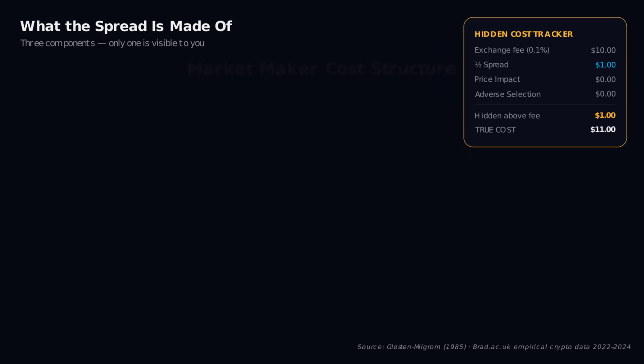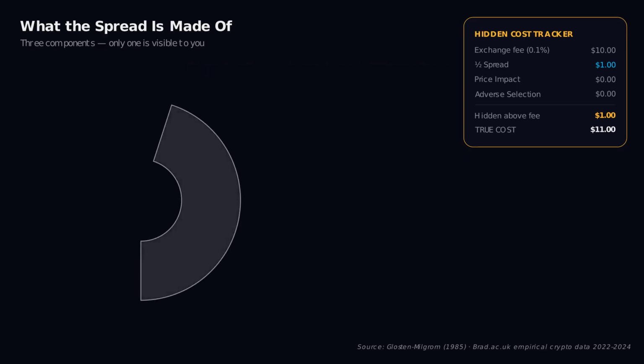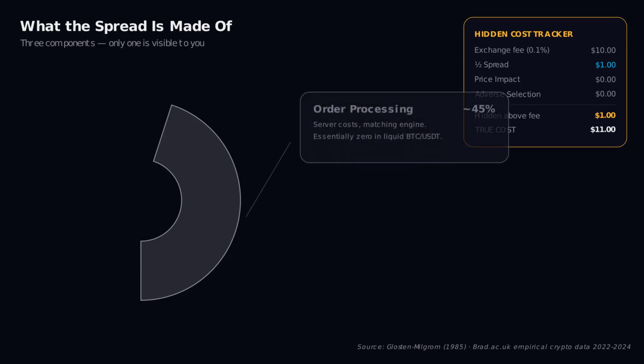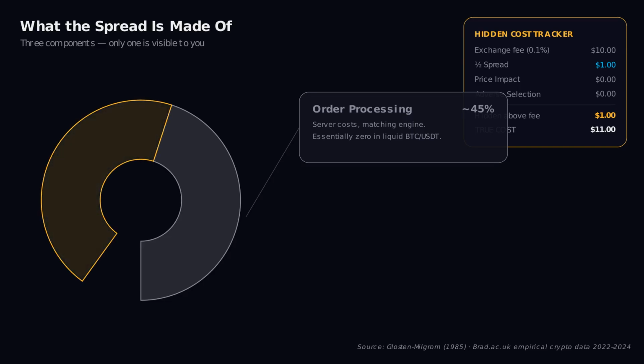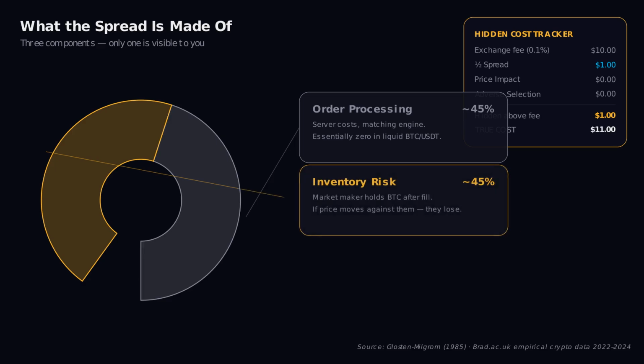The spread exists because market makers face three distinct costs. Understanding them explains everything else in this video. First, order processing, the cost of running the matching engine. In a market as liquid as Binance BTC USDT, this is essentially zero. Second, inventory risk. When a market maker sells Bitcoin to you, they're now short. If price rises immediately, they lost money. The spread compensates them for carrying that risk.